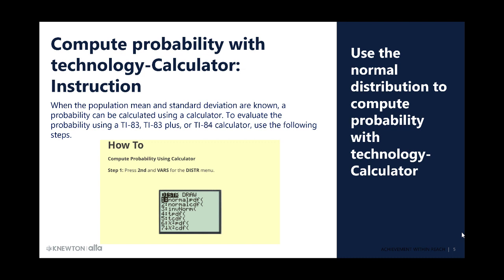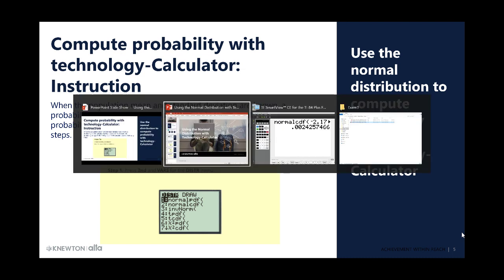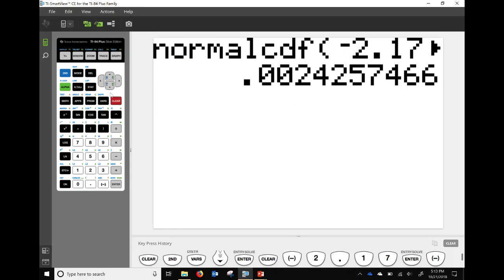All right, when the population mean and standard deviation are known, a probability can be calculated using a calculator. So we're going to use what's called the Normal Cdf function in our calculator. So the way that you get to that is that you hit your second vars button. In fact, I'll show you what that looks like right now. I'll clear that out.